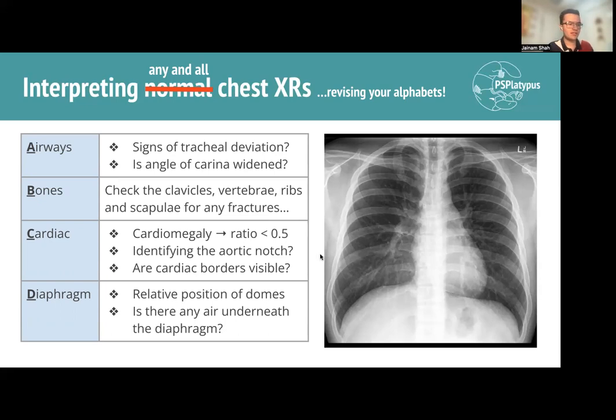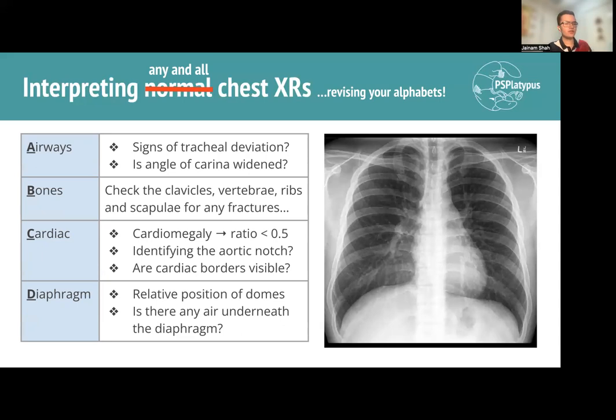So what you're doing is you're basically measuring from the very left-hand side to the very right-hand side, measure the distance, and then measure the diameter of the heart in the same direction. If it's less than half of the total width of the mediastinum, then you won't be concerned about cardiomegaly.